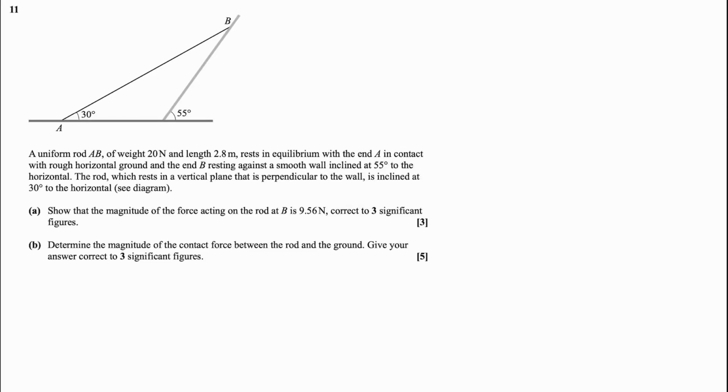Okay, question 11, and this is moments. So we've got a uniform rod of weight 20 and length 2.8, resting in equilibrium with the end A in contact with rough horizontal ground, and the end B resting against a smooth wall, which is inclined at 55 degrees to the horizontal. The rod, which rests in a vertical plane that is perpendicular to the wall, is inclined at 30 degrees to the horizontal. Show that the magnitude of the force acting on the rod at B is 9.56 newtons.